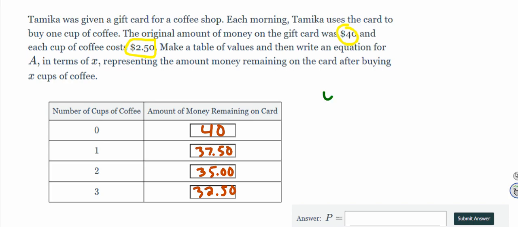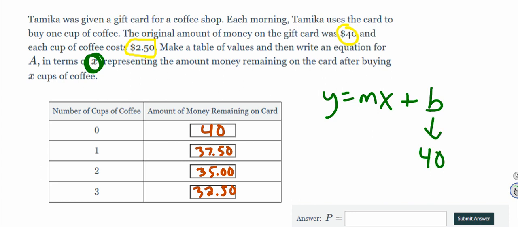When we write an equation, it's going to be in this form, except we have to be on the lookout. What letter do they want us to use? Oh, X. We're good. We can use our X. In the beginning, we know that she had $40. Our slope is that 2.50. Now we got to be careful.